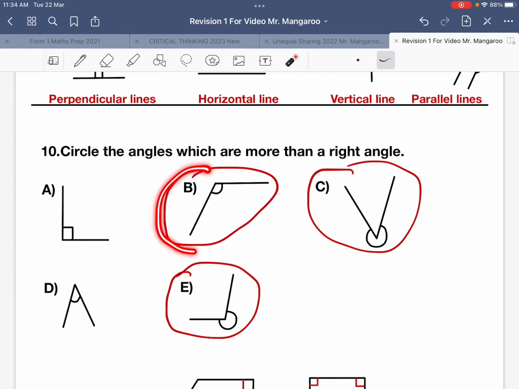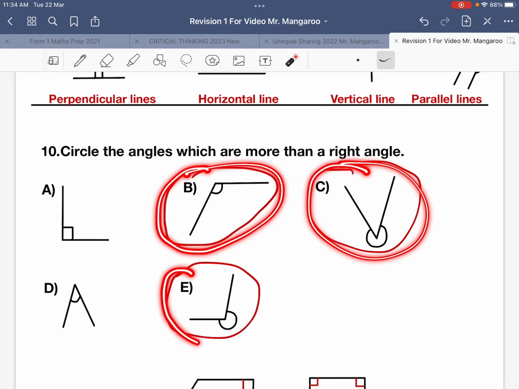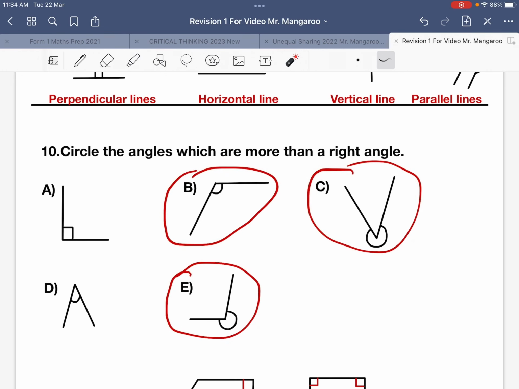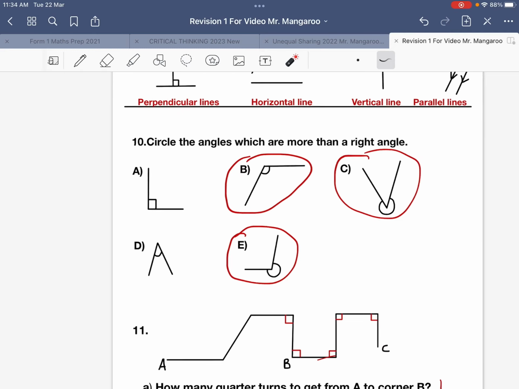Circle the angles which are more than a right angle. So we have an obtuse angle here, a reflex angle here, a reflex angle here. All of these are more than a right angle.